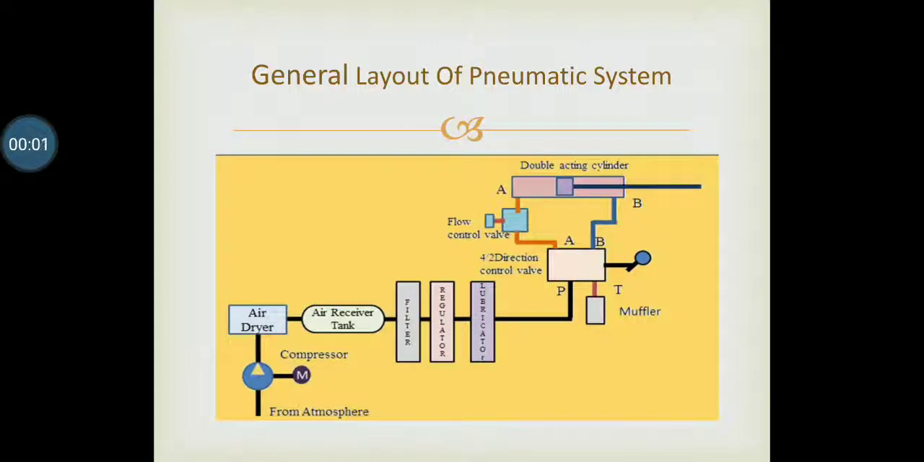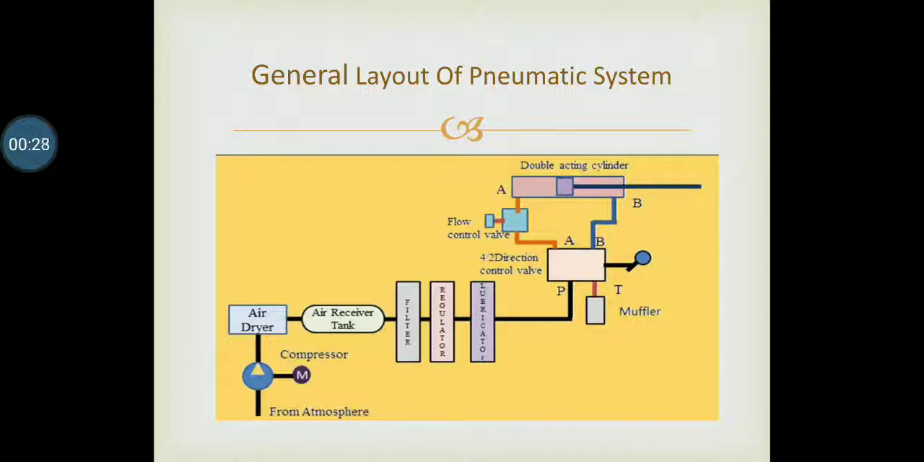Hello students. In the last lecture we went through the general layout of a hydraulic system, the basics of hydraulic systems, the merits and demerits of hydraulic systems, and even the applications. So in this lecture we are going to continue the same lesson, the introduction of hydraulic and pneumatic systems. But in this section we are going to learn about the pneumatic system and its components.